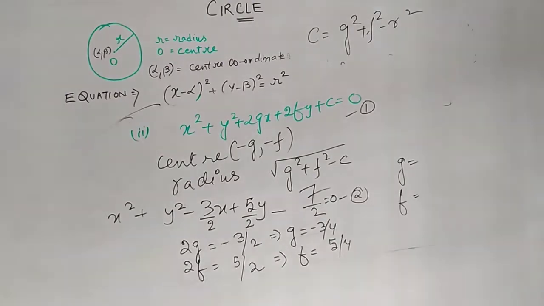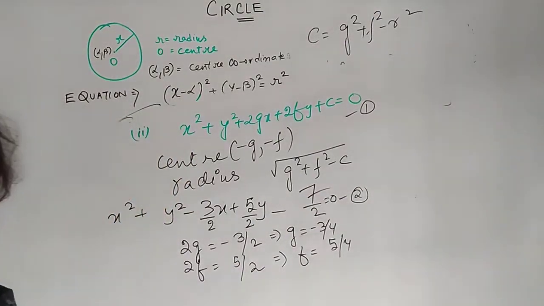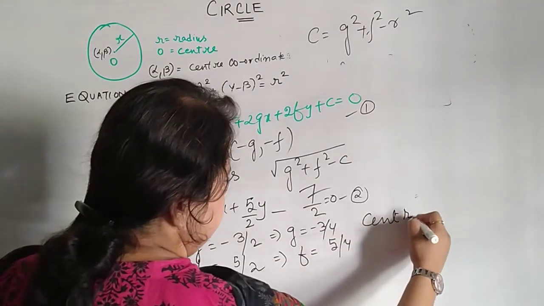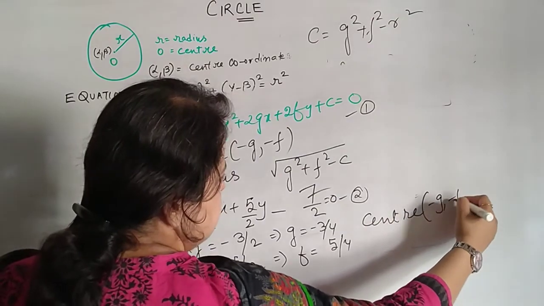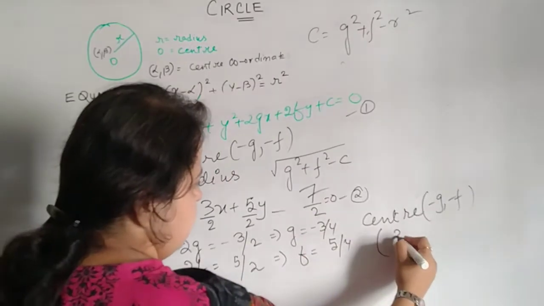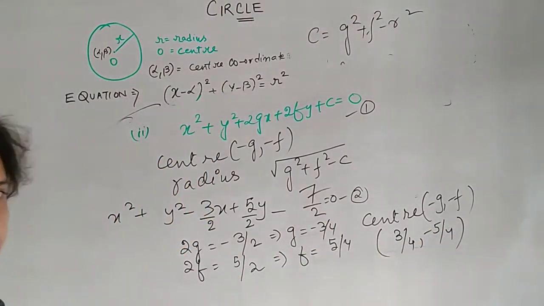You can do it directly also. I am explaining because this is the beginning of the class. Later on you will be able to do it very quickly. Just divide by another 2. Correct. And if somebody asks me the center, we know it is minus g, minus f. So in that case, that minus sign will be gone. It will be 3 by 4. And here another minus sign will be put. That is minus 5 by 4.